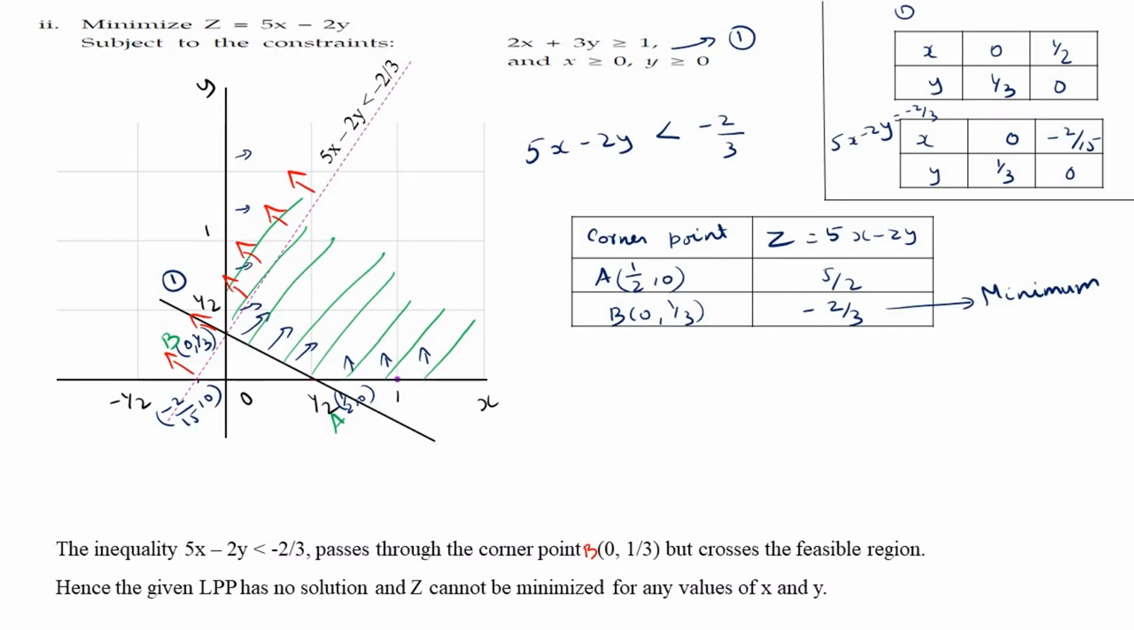So here is the result. The inequality 5x minus 2y less than minus 2 by 3 passes through the corner point B, 0 comma 1 by 3, but this line lies in the feasible region. Hence the given LPP has no solution and z cannot be minimized for any values of x and y. So hence this linear programming problem does not have a solution.